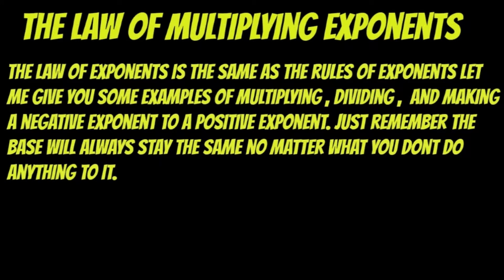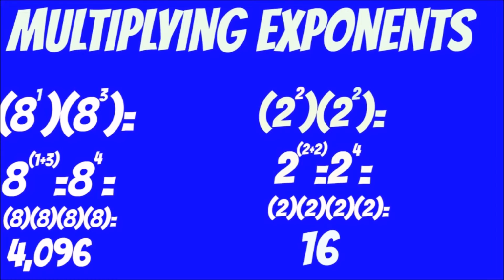The law of the exponents is the same as the rules of exponents. Don't get confused, they are both the same exact thing. Let me give you some examples of multiplying, dividing, and making a negative exponent into a positive exponent. Just remember the base will always stay the same. No matter what, you don't do anything to the base. So I'm going to show you 2 examples of multiplying exponents.